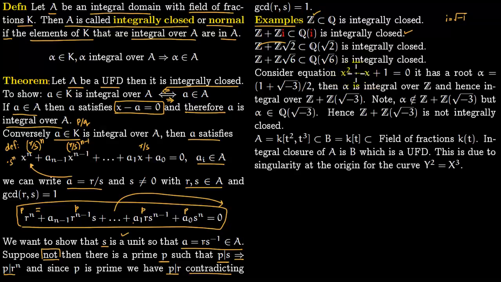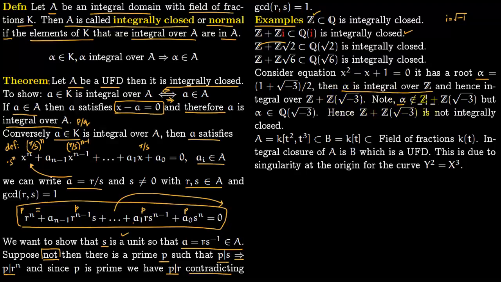So consider this equation, x square minus x plus 1. So this equation is in Z[x] because all the coefficients are in Z. So the root of this equation is (1 plus square root of minus 3) divided by 2. So alpha is integral over the integers because this is a monic polynomial. All the coefficients are in integers. The coefficient here is 1, so it is monic. So alpha is integral over integers, so obviously it is integral over this bigger thing, because again the coefficients here are also contained within this ring, Z plus Z root minus 3.